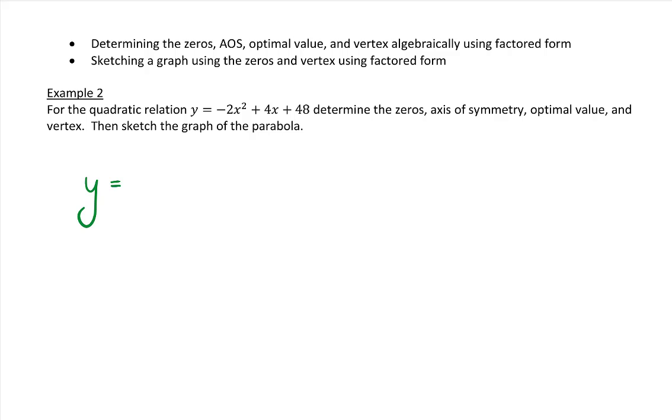First rule, common factor. I can take out a negative 2 from that expression, and that gives me x squared minus 2x minus 24. Since the a value is 1, we could use a shortcut, but I'm going to use decomposition just to show that one more time. I need two numbers that add up to negative 2 and multiply to negative 24. So those two numbers would be negative 6 and positive 4.